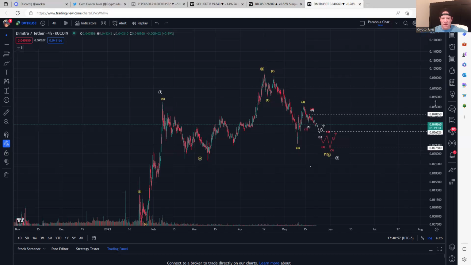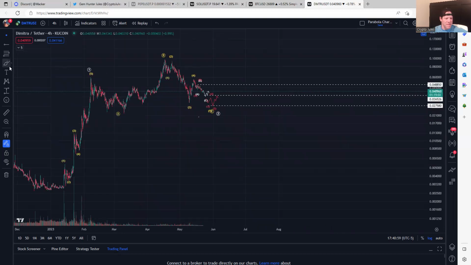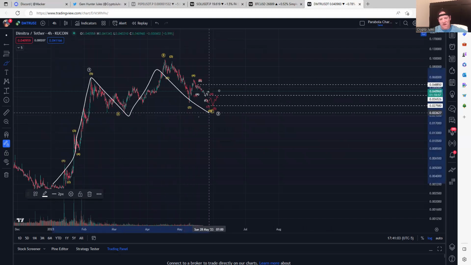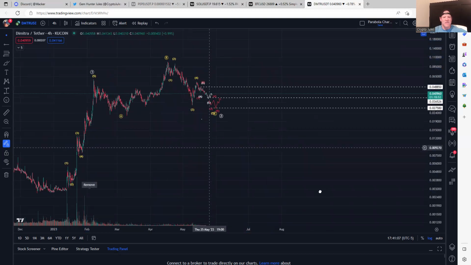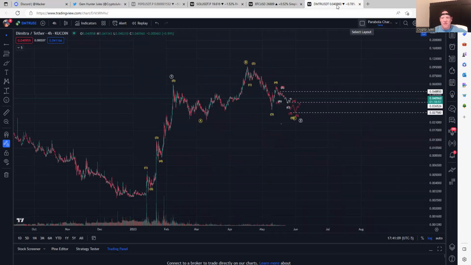So this entire thing would look like this. You would have your 1, A, B, C, and then start a new impulse up. So that's kind of what I'm anticipating, what I'm looking for right now. But let's play it by ear and see what happens.